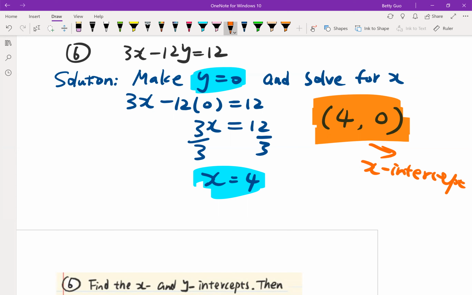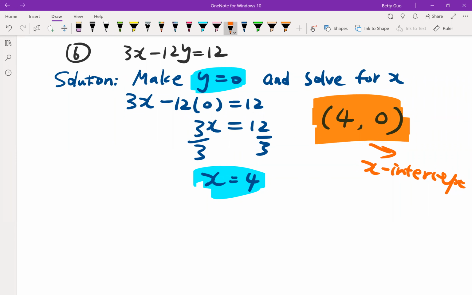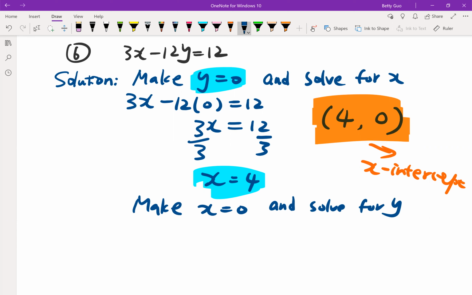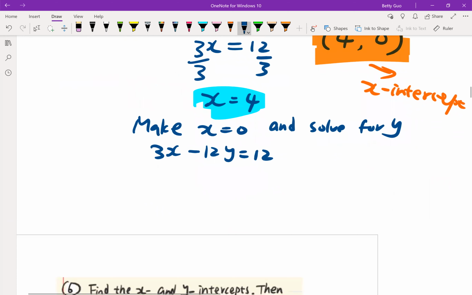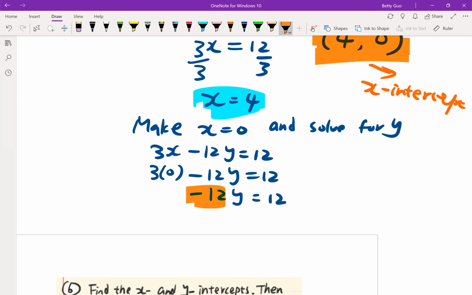Let's see, how do we find the y-intercept? The y-intercept is on the y-axis, so the x value is 0. So we're going to make x be 0 and solve for y. We have 3x minus 12y equals 12. So 3 times 0 minus 12y equals 12. What is 3 times 0? 0, right? So we have negative 12y equals 12. The coefficient of y is negative 12.